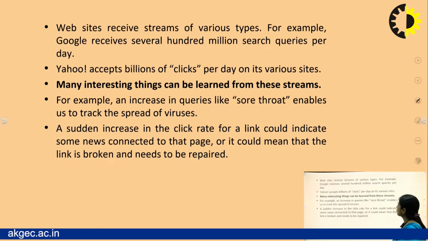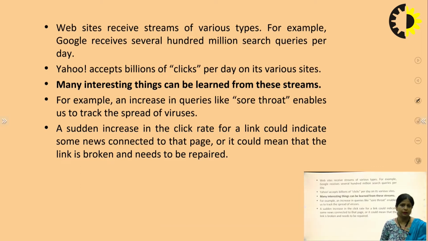Websites receive streams of various types. For example, Google receives several 100 million search queries per day. Yahoo accepts billions of clicks per day on its various sites. Many interesting things can be learned from these streams. For example, an increase in queries like sore throat enables us to track the spread of viruses. This is the most popular example, as we have seen recently. We have gone through the pandemic era, right? And there we saw a sudden spike in the query of a sore throat, right?